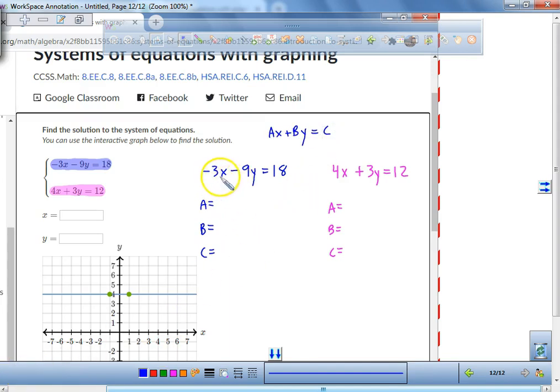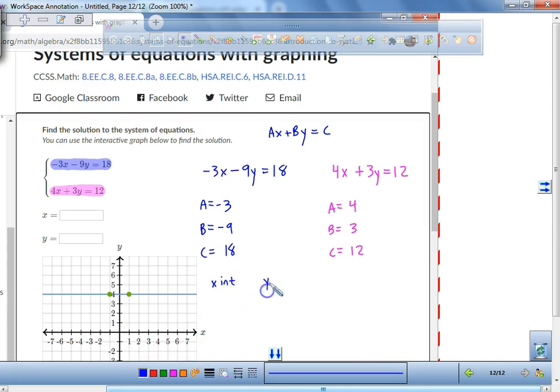All right. In our blue standard equation, what's our A value? -3. What's our B value? -9. C value? Perfect. Okay, let's go over to this one. What's our A value? 4. B value? And C value? Perfect.